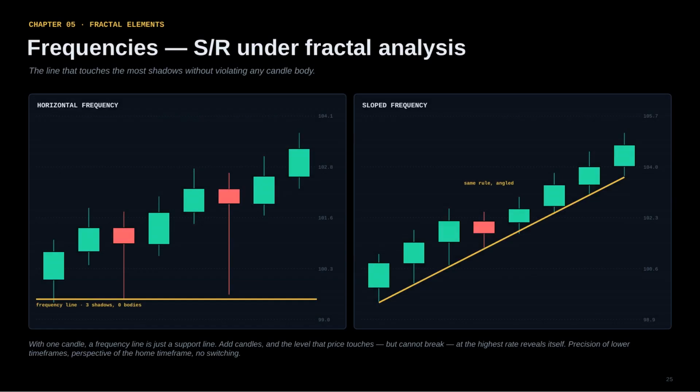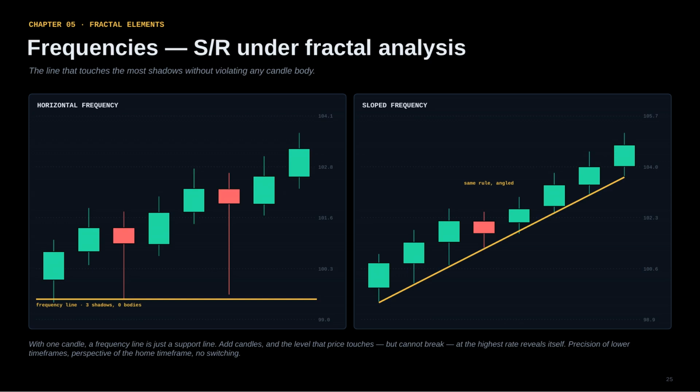Take the oldest idea in technical analysis, support and resistance, and pass it through fractal analysis, and you get frequencies. A frequency is the rate at which something repeats. Here, we treat candle highs and lows as broad extremes and look for the micro-scale level that captures the greatest number of candle shadows without violating a single candle body. With one candle, it's indistinguishable from a normal support line.